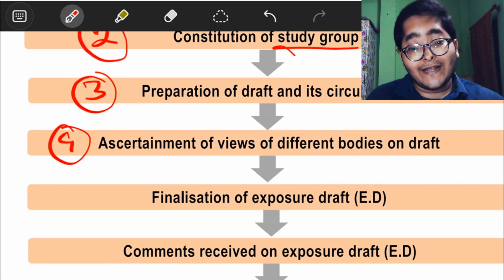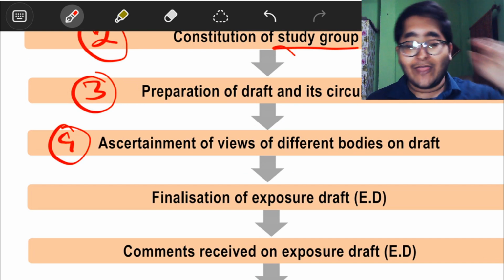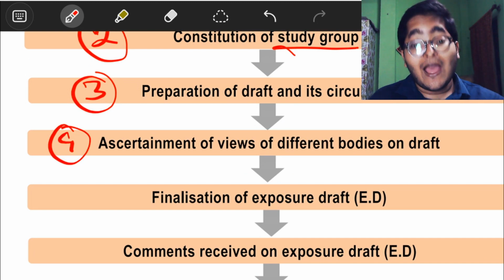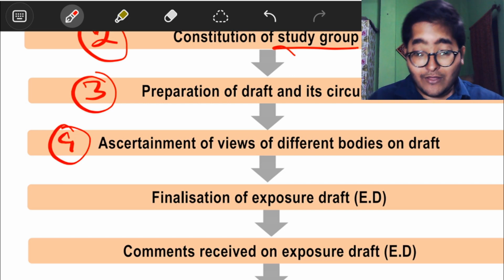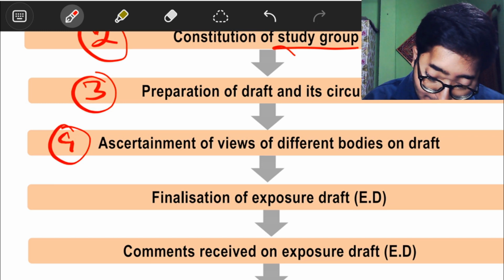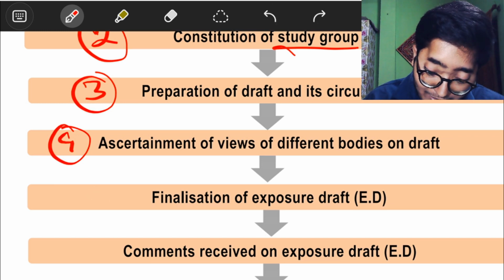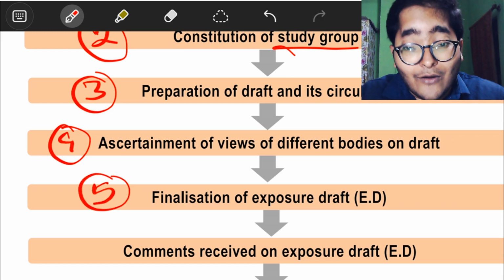Next, finalization of the exposure draft or ED. The exposure draft, the draft that is modified after the views of different bodies have been taken into account, is finalized. It is finalized by the institute for becoming an accounting standard.